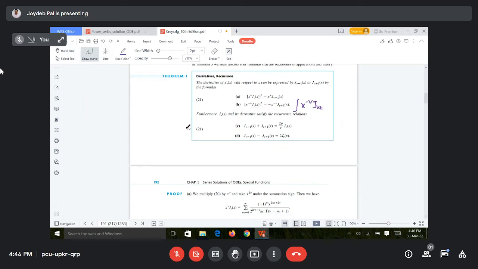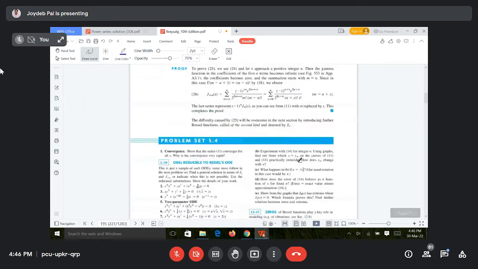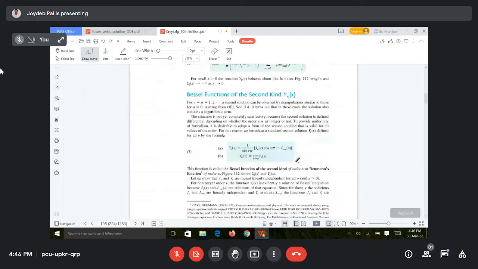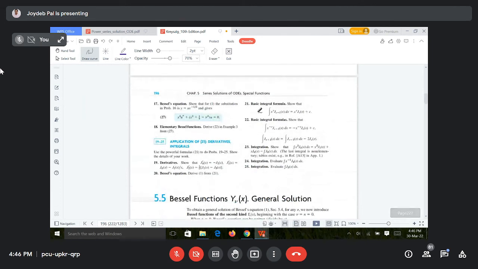Now you can see the formulas again. This one. So that is one formula, x to the power nu J nu minus 1 equals x to the power nu J nu, and x to the power minus nu J nu plus 1 is minus x to the power minus nu J nu x plus c. And it is from the third, sorry, that fourth property.